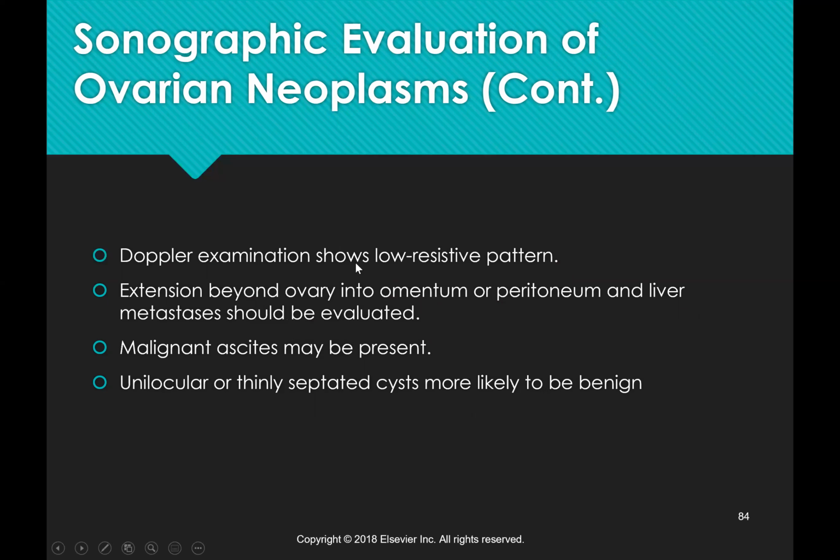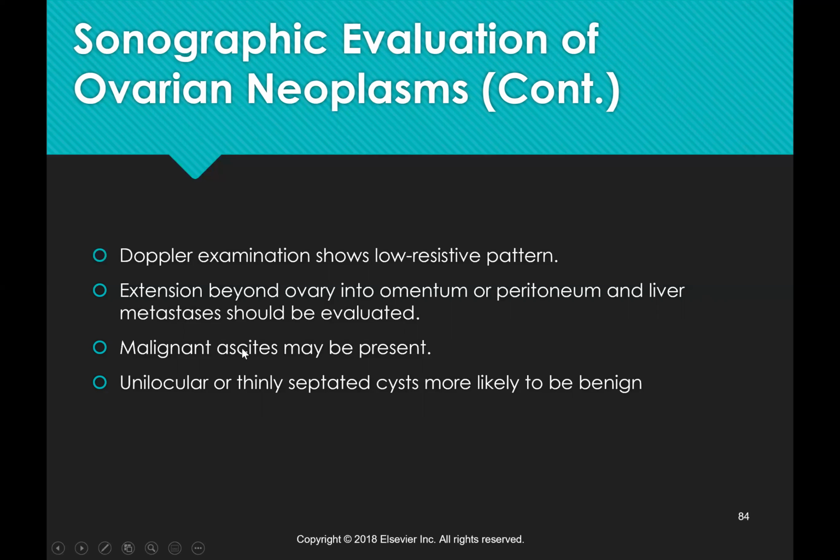Doppler examination shows a low resistive flow, especially in malignant masses, because they want all the blood flow. They don't want any high resistance, so you'll see a lower resistance pattern, which is a higher diastolic flow. Extension beyond the ovary into the omentum, peritoneum, and liver metastasis should be evaluated, especially in stage 3 and stage 4 cancers. Ovarian cancers like to metastasize quite a bit. You might see malignant ascites.